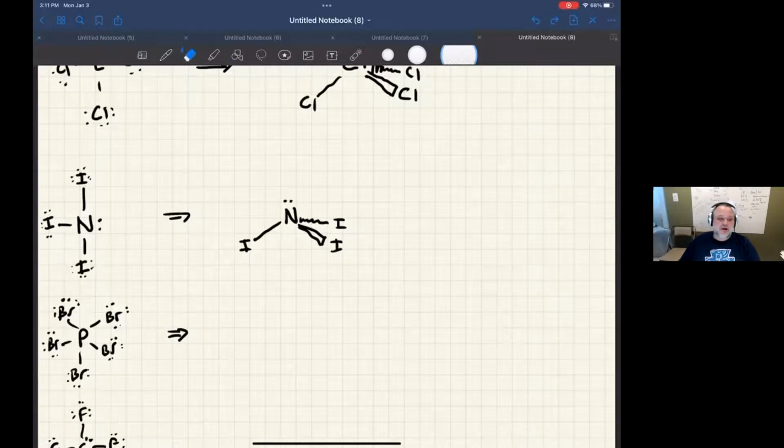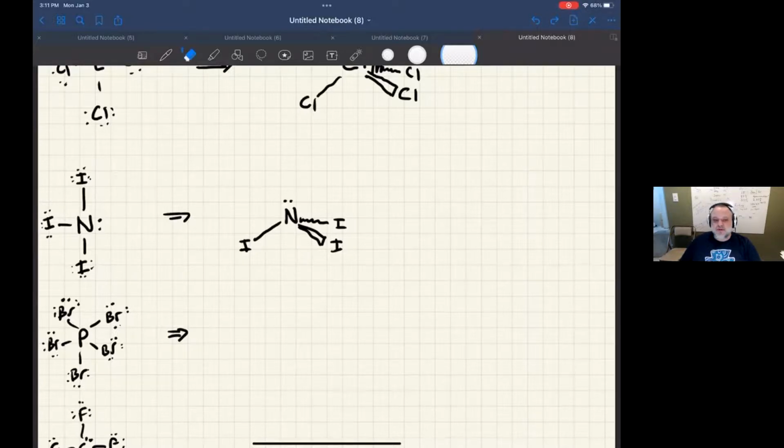Okay, PBr5. Now, we don't typically deal with things that are trigonal bipyramidal or octahedral in organic chemistry, not too often. But in this first bit, we want you to be able to remember those things so you can think about how to draw molecules in 3D.